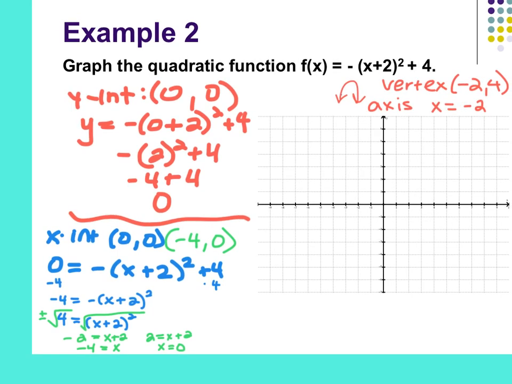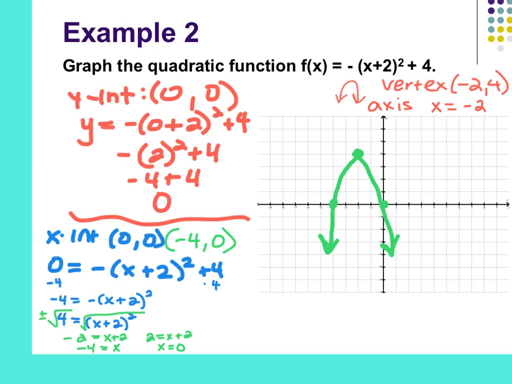And now I'm going to plot all that information. So negative 2, 4, which is my vertex. 0, 0 is my y-intercept and one of my x-intercepts. And then negative 4 is the other one. I already have 3 points which I could connect. That gives me my parabola. It faces downward like it's supposed to.